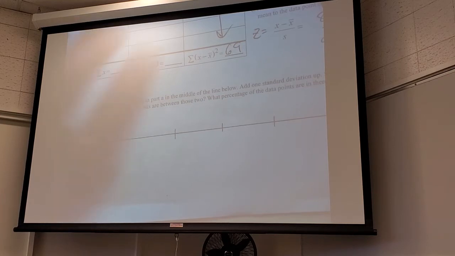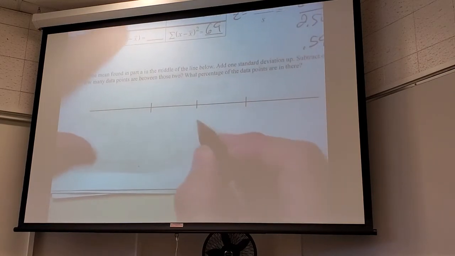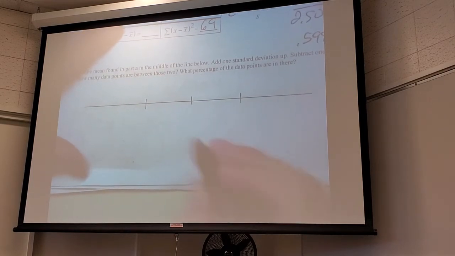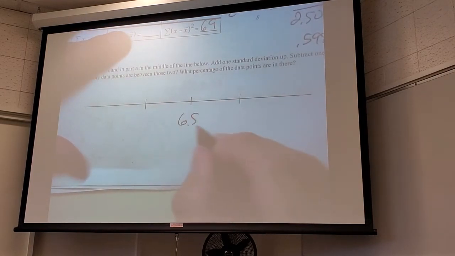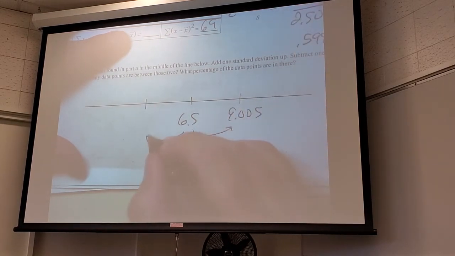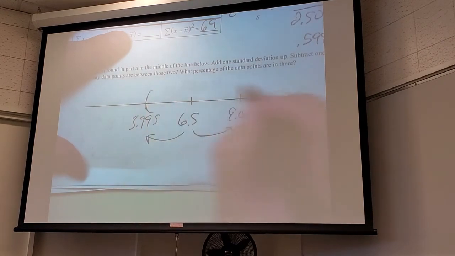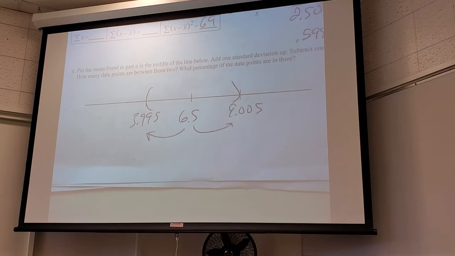Oh, check. So if I put the mean in the middle, just like it did up on the board, 6.5. Somebody help me out. If I go up one step, 9.005, and if we go down one step, 3.995. Now, how much of the data did I just catch?